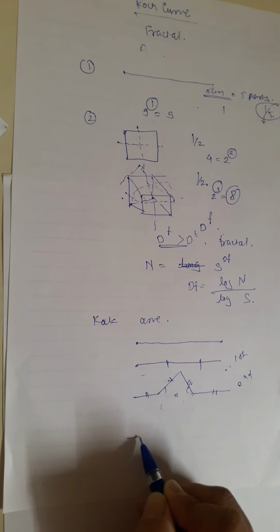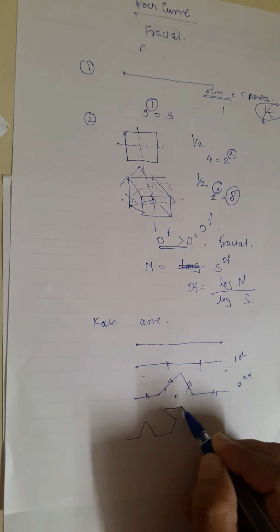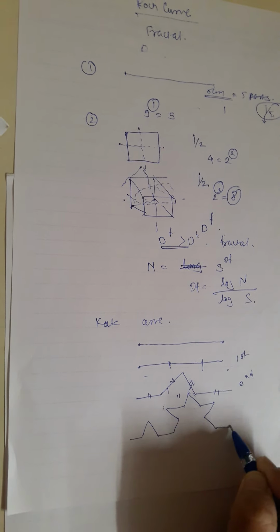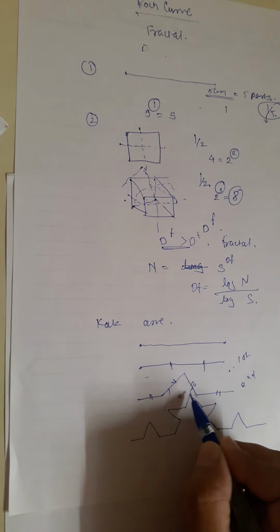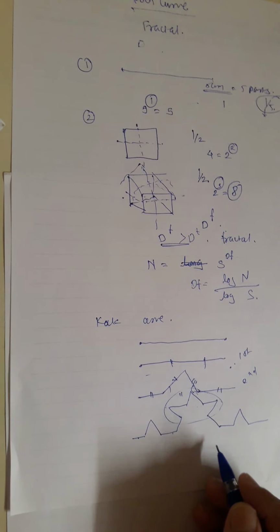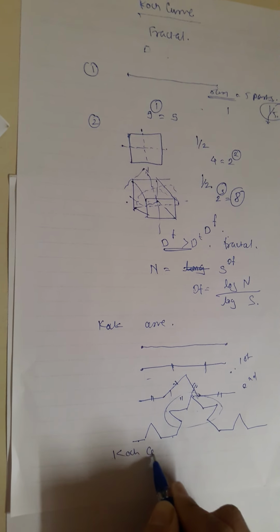Again divide this into equal parts, so we will get something like this. Again divide this into equal parts, like this and like this, and this step is going to repeat, so that this kind of structure will form here, here, here and here. So this is nothing but the Koch curve.